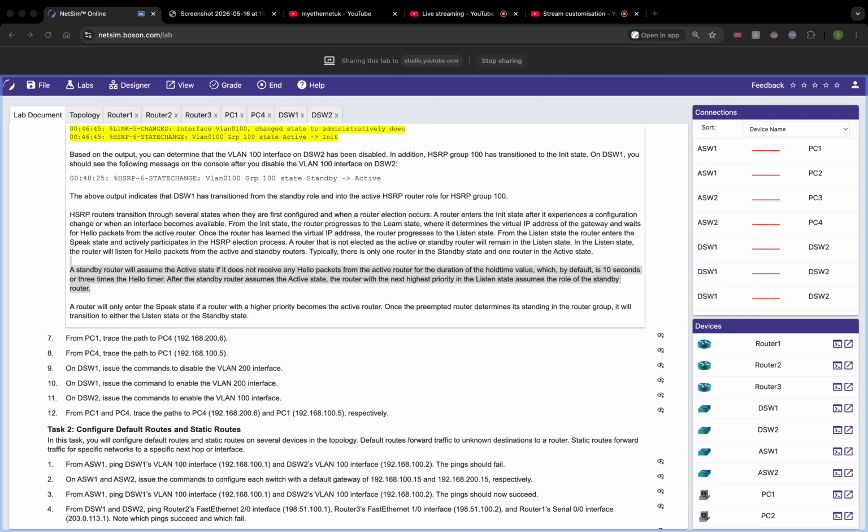Okay, so the standby router will assume the active state if it has not received any hello packets from the active router for the duration of the hold time, which is by default 10 seconds, or 3 times the hello timer. After the standby router assumes the active state, the router with the next highest priority in the listen state assumes the role of the standby router.